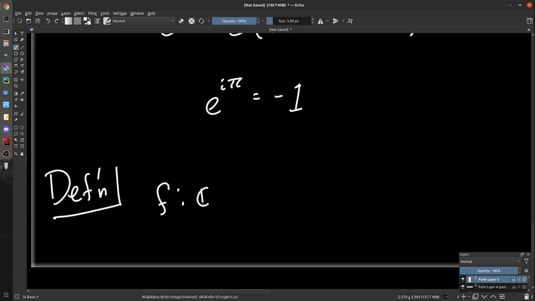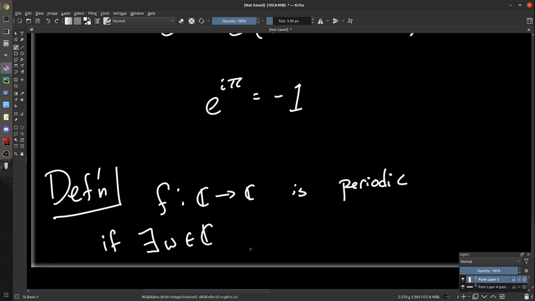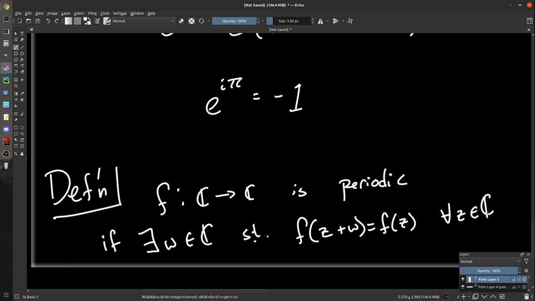So a function from C to C is periodic if there exists W in C such that f of z plus W equals f of z for all z in C.